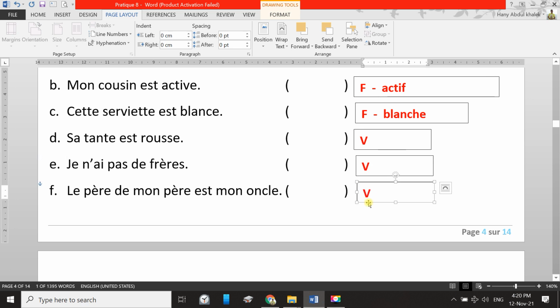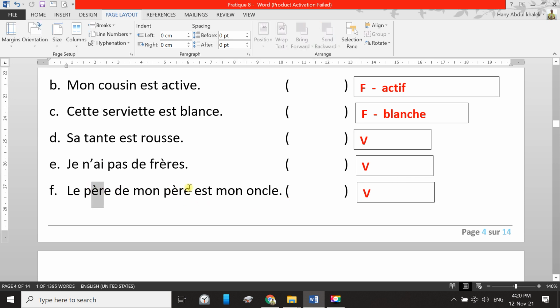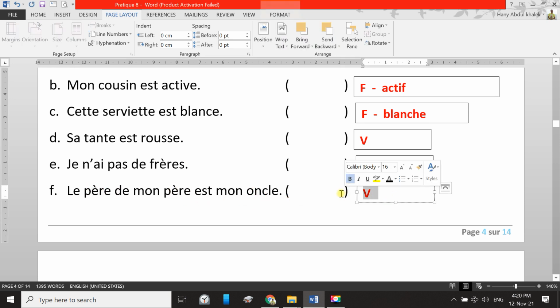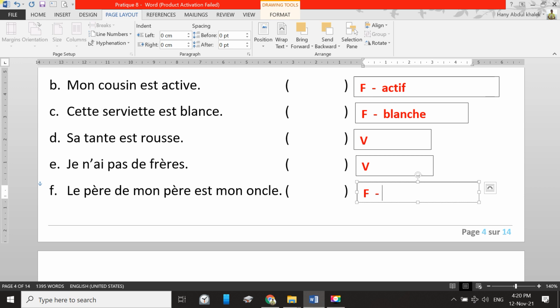Okay, letter F, le père de mon père est mon oncle. The dad of my dad is my uncle, so I'm sure it's false. Okay, the correct answer is le père de mon père est mon grand-père. Instead of oncle, it has to be grand-père. The dad of my dad is my grandfather.